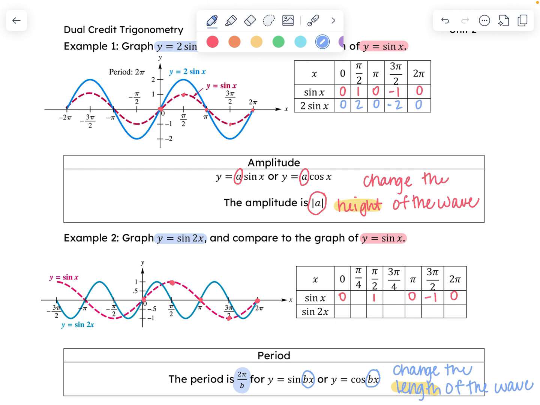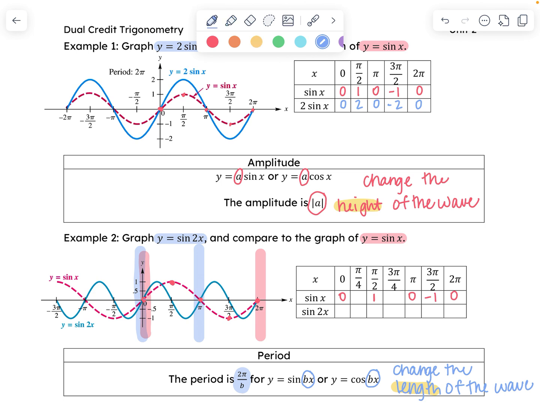because I've taken my graph, my wave, and I've squeezed it in. I've pushed it in. So I've taken the period and I've made it shorter. So instead of it going from 0 to 2 pi to make a full period like it does for our red dotted graph, now we're still starting at 0 here, but to go up, down, and back to 0, it only takes us until pi to make that full period.